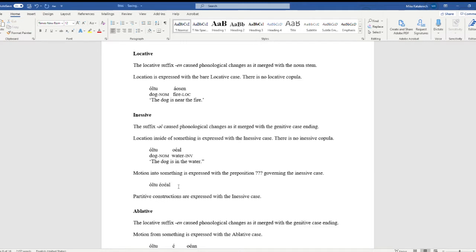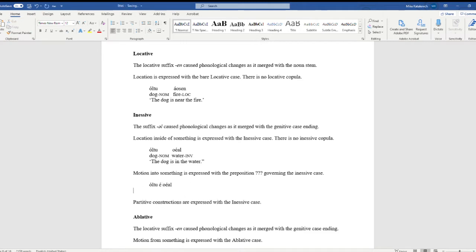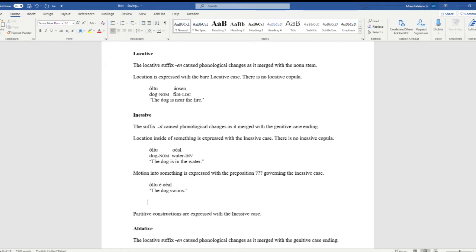Let me gloss that. Actually, that'll be a good distinction to keep. The dog swims. But I want the dog to move into the water. So I need a preposition that means to go toward something. So what do I want to derive that from?